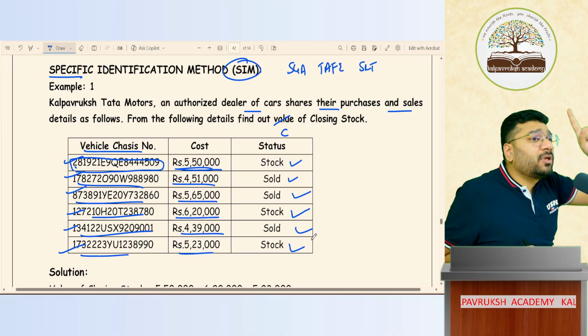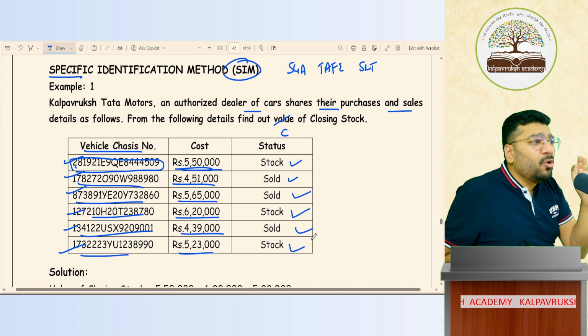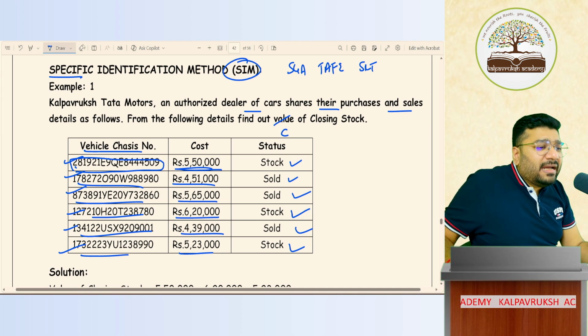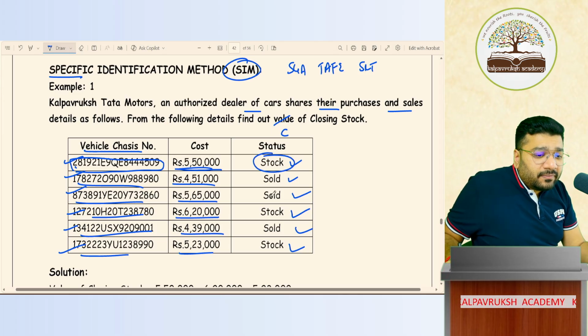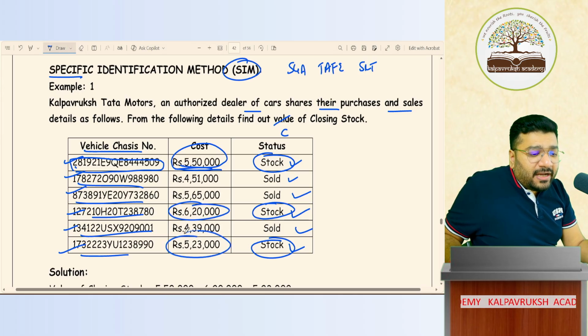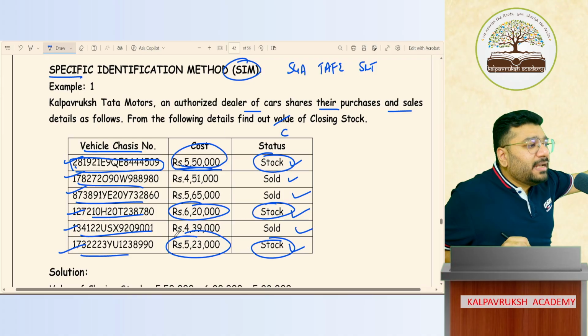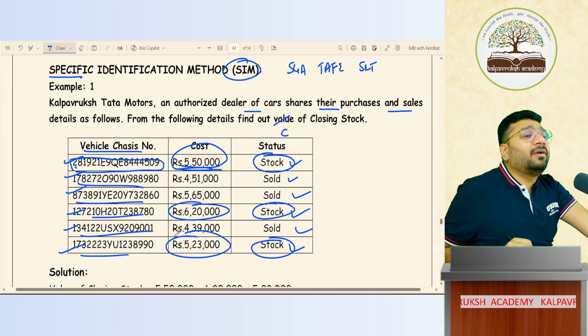In such a case, how is the cost computed? Using SIM. SIM means what? Specific identification method. In this, identify which are all the stock unsold: 1, 2, 3. Take its corresponding value, cost 620 and 523. Add all the three. It becomes the total cost of these unsold inventory. Got it, not got it?